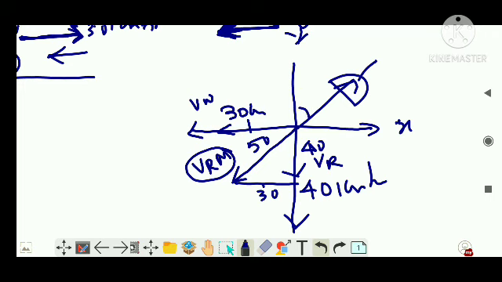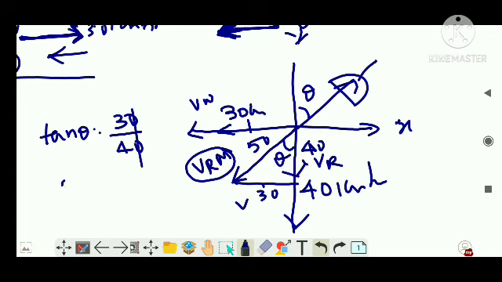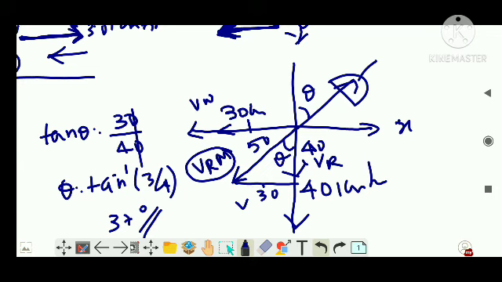Right now you are asked this theta, so you just have to find this theta. It will be the same, right? So tan theta is equal to 30 by 40, or I can write 3 by 4, so theta is equal to tan inverse 3 by 4. Tan inverse 3 by 4 is 37 degrees. Keep that in mind. Clear? And tan inverse 4 by 3 is 53 degrees. Keep that in mind also. So the resultant velocity he will be experiencing is 50 meter per second, and the angle at which the umbrella should be kept is 37 degrees.